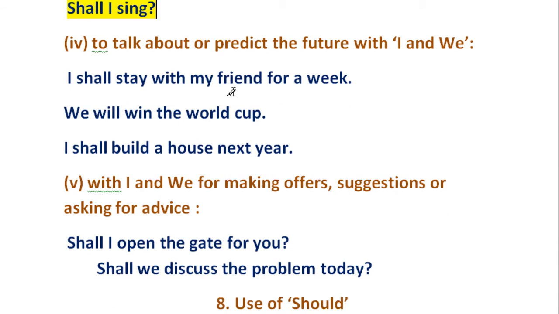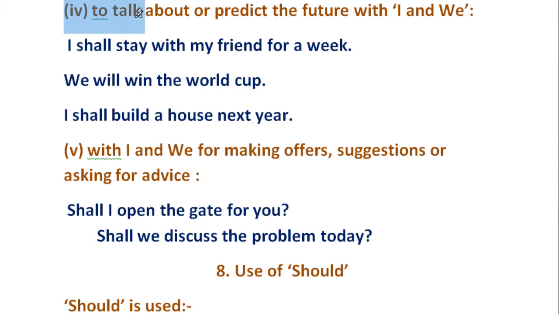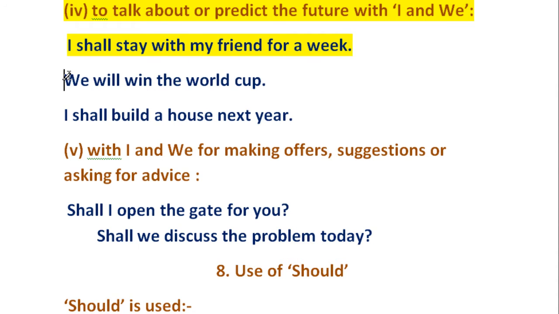Next, shall is used to talk about the future or predict the future with I and we. Example: I shall stay with my friend for a week. We will win the World Cup. I shall build a house next year.